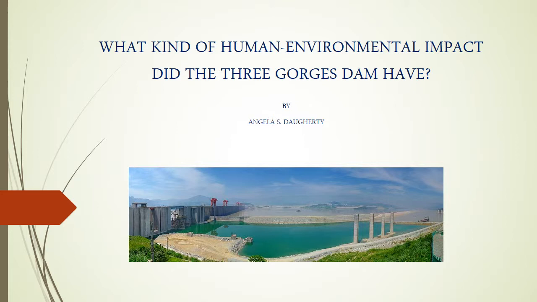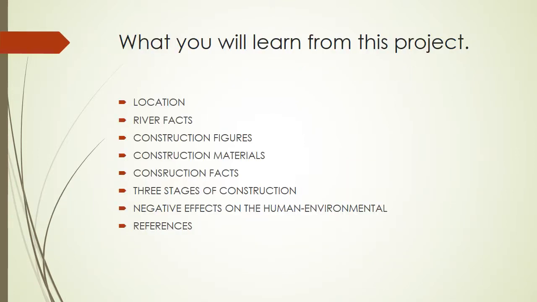What kind of human environmental impact did the Three Gorges Dam have? By Angela S. Darty. What you will learn from this project: the location, the river facts, the construction figures, the construction materials, the construction facts, 3 stages of the construction, negative effects on the human environment, and references.